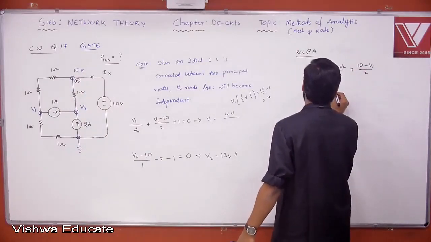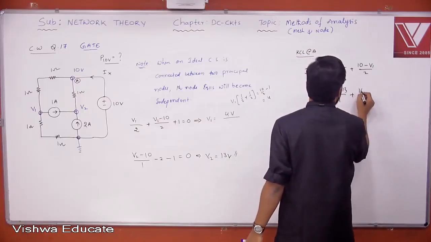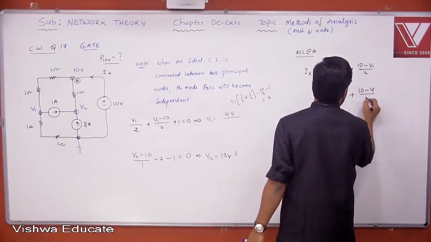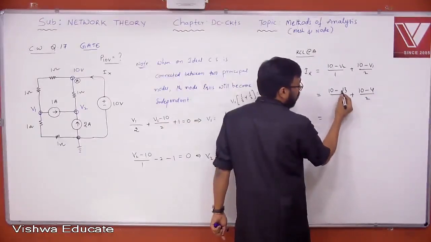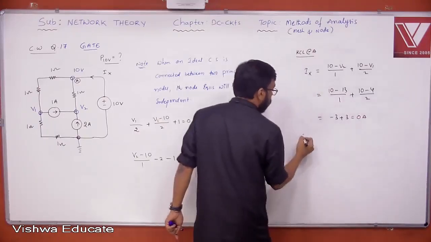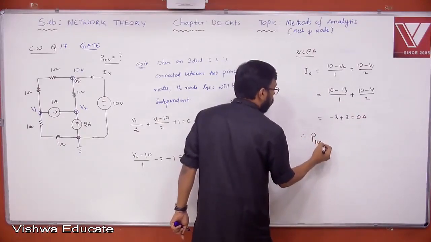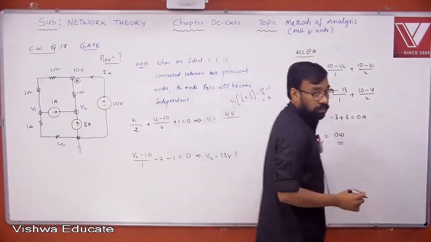So 10 minus 13 by 1, plus 10 minus 4 by 2. So this is 6 by 2, which is 3. But this is minus 3 plus 3, 0 ampere. Therefore, the power of the 10 volts will become 0 watt. That's it. Please note down this.